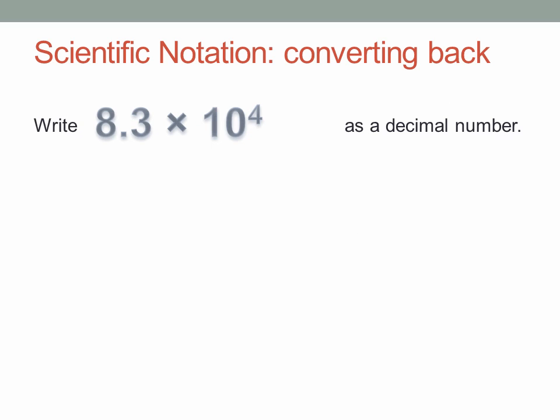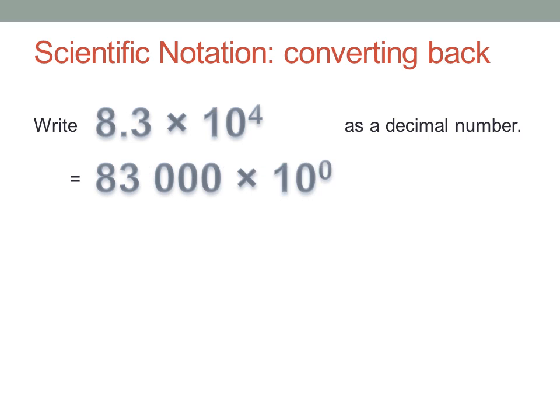Alright, so how do we convert a number in scientific notation back into an ordinary decimal number? Well, that's easy. Just apply the power of 10. Write 8.3 times 10 to the power of 4 as a decimal number. I'll do this first one for you step by step, one power of 10 at a time. This is 83 times 10 to the power of 3, or 830 times 10 to the power of 2, 8,300 times 10 to the power of 1, or finally 83,000 times 10 to the power of 0.